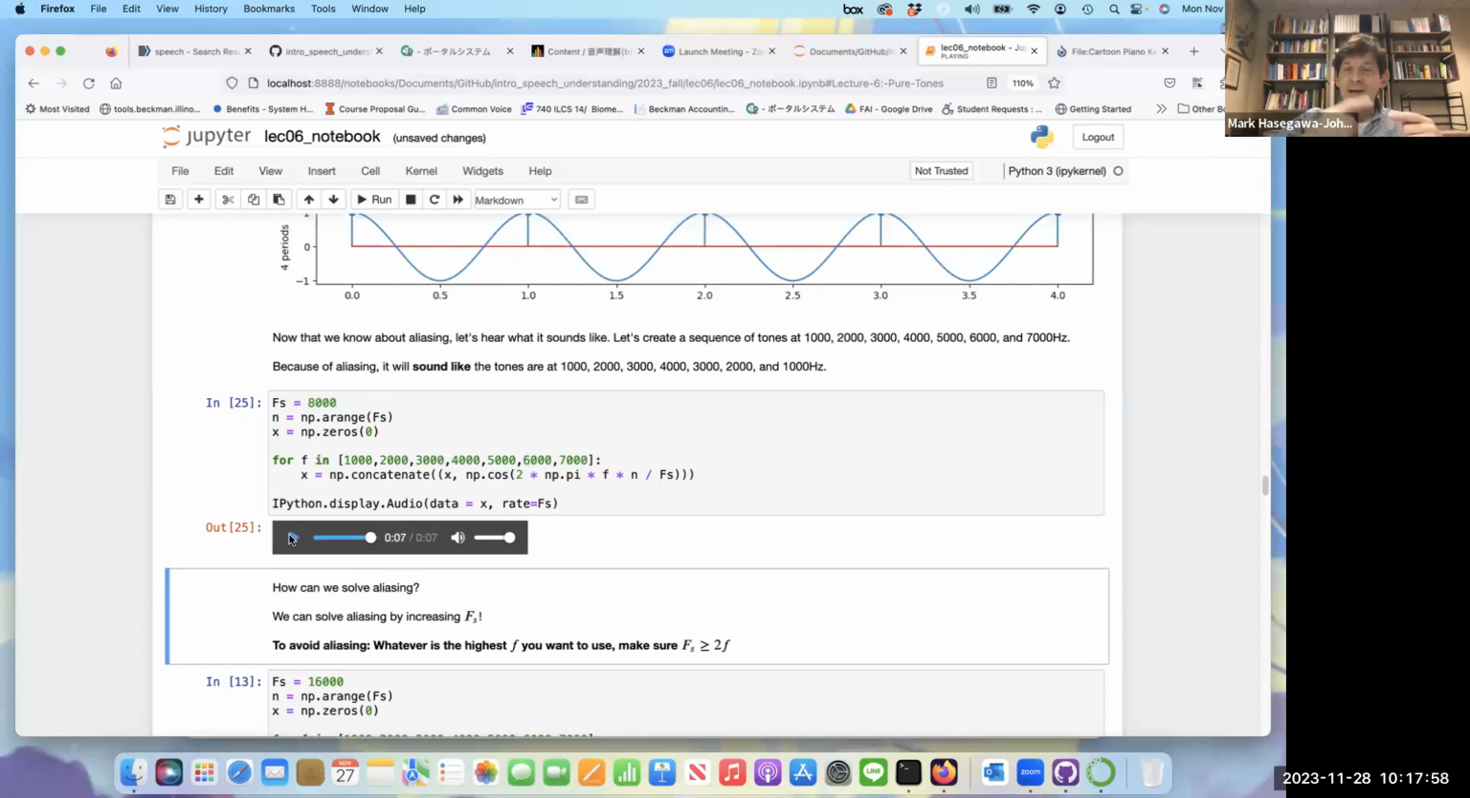Did you hear how it sounds like it's going up and then coming back down, even though the frequencies I started with only go up? So that can be a problem. If you want to play on the piano this very high note, you can't do it if you only have 8,000 samples per second.